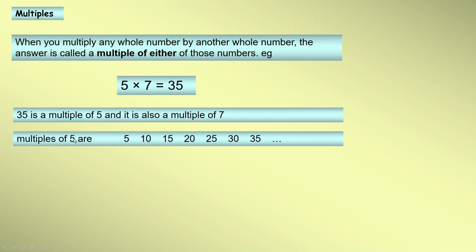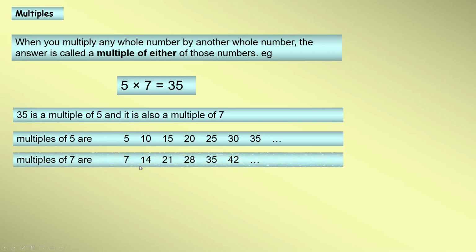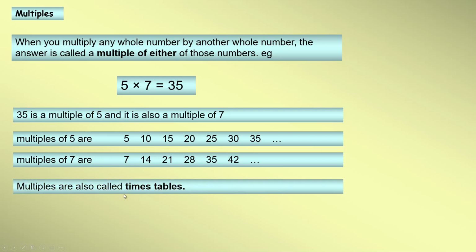And if we look at the multiples of 5, we got our 5 times table. All of these numbers, 5, 10, 15, 20 and so on, are multiples of 5. What about multiples of 7? 7, 14, 21, 28. And the 7 times table gives us the multiples of 7. It includes 7 because 7 goes into itself one time. Okay, so multiples are also called times tables.